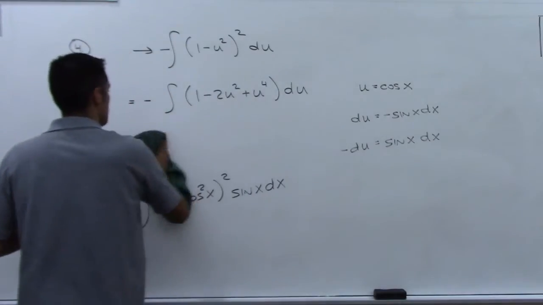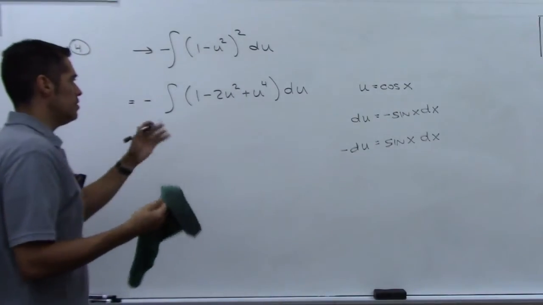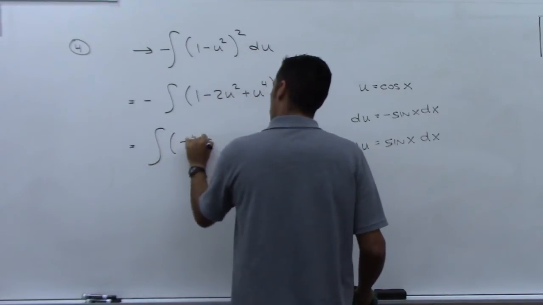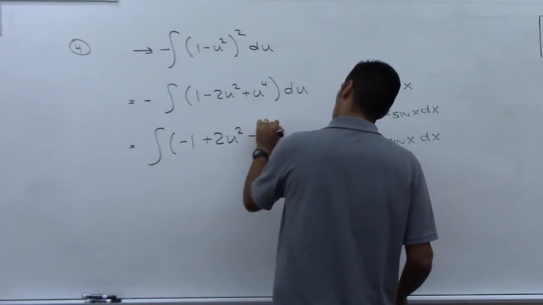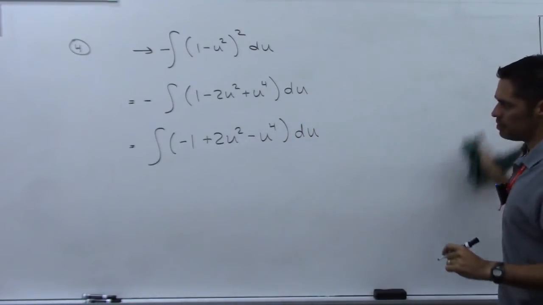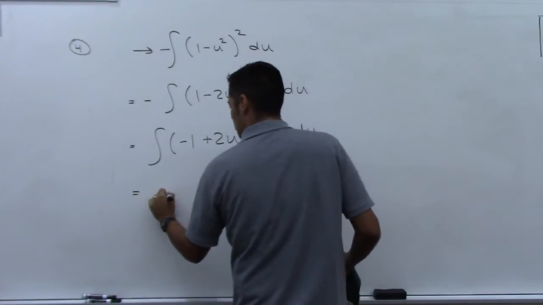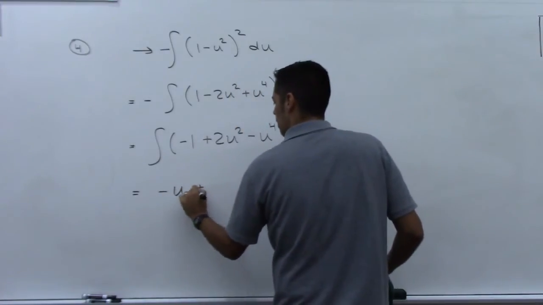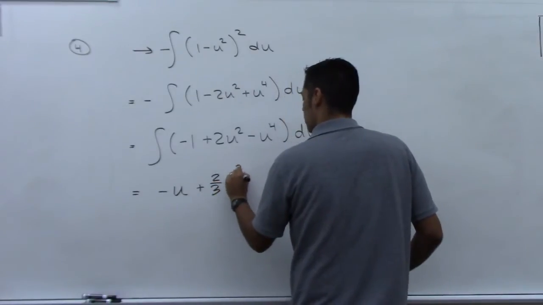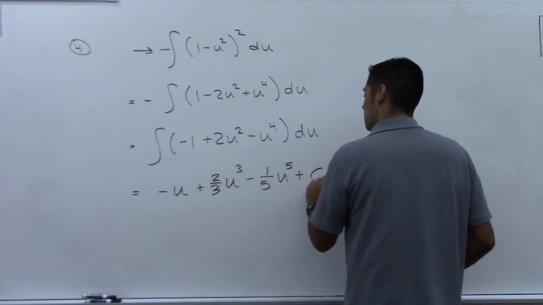And that negative on the outside, I could leave it there. I like to bring it in if I've got a polynomial like that. I just go in there and change all the signs of everything. So this is equal to negative 1 plus 2u squared minus u to the fourth du. And now I'll do my integration. Antiderivative of negative 1 is negative u. Antiderivative here, we get a 1/3 u cubed, but there was a 2 out there, so 2/3 u cubed. And here I get minus 1/5 u to the fifth plus a constant.